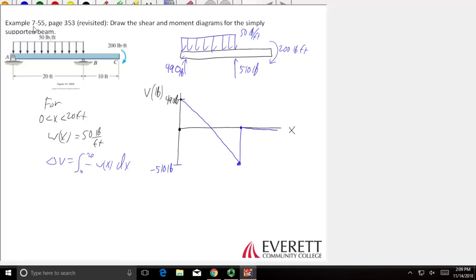Okay, notice how I'm labeling the important points. This one I would make sure to label as 20 feet. This one I would label as 30 feet. And then I'd have to figure out what this point is on the x-axis. How would I figure that out?